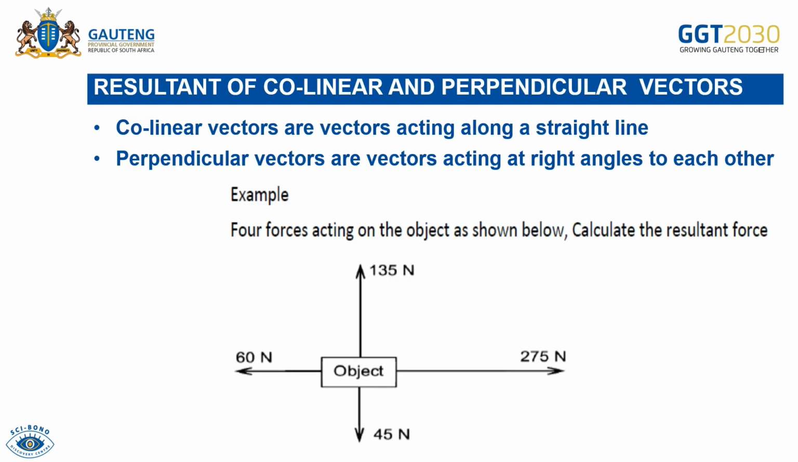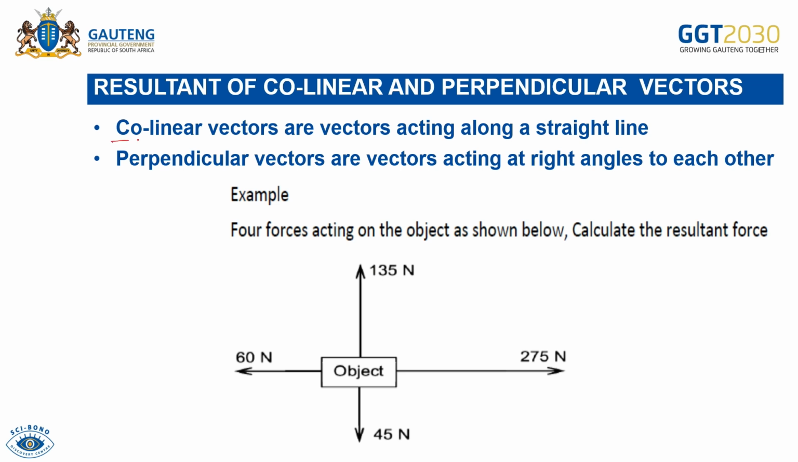Then now let's look at the resultant of collinear and perpendicular vectors. What is important here, learners, is for you to understand what are collinear vectors and what perpendicular vectors are. I think we should start there. Remember, you already talked about the resultant in grade 10. You know how to find the resultant of vectors along a straight line, or vectors in one dimension. Right, let's start with collinear vectors.